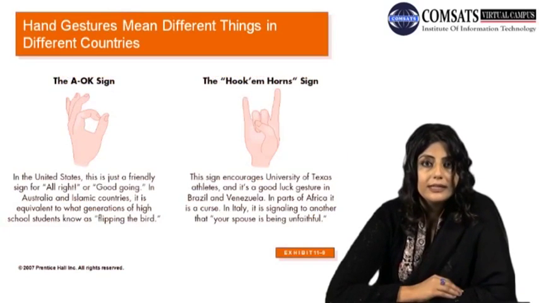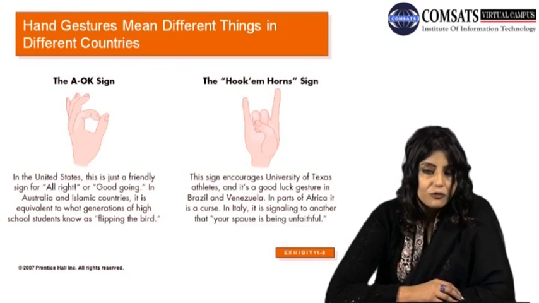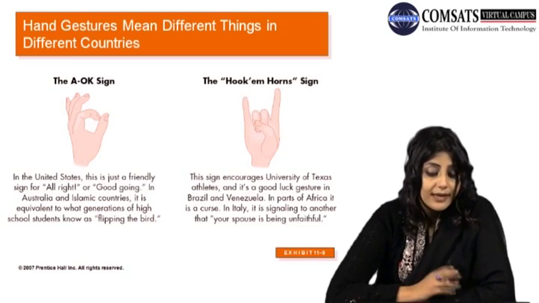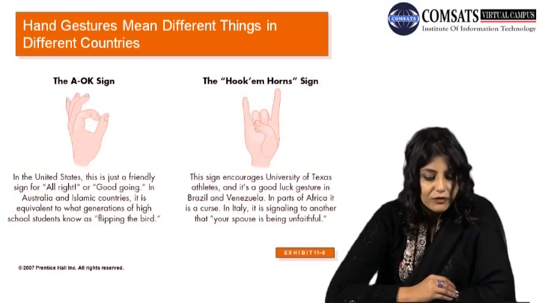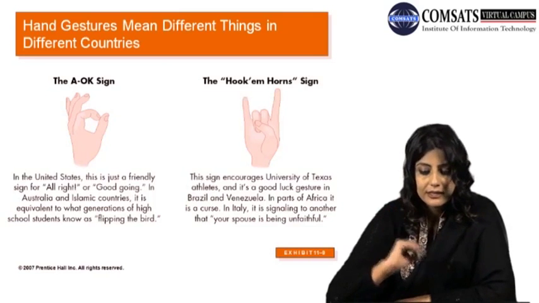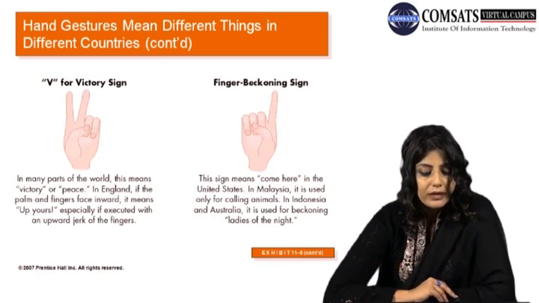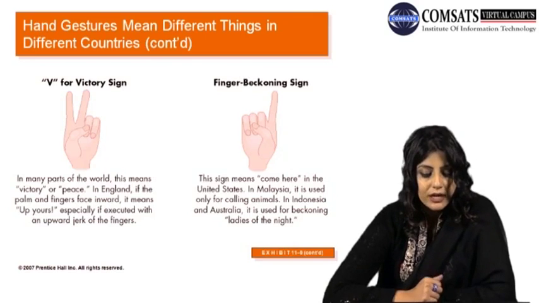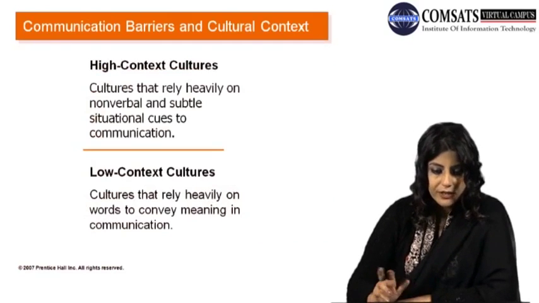So here I have a few examples for you of how hand gestures mean different things in different countries. If you see the OK sign on the left hand side, look at the position of the thumb. In the US this is just a friendly sign for all right, or good going. In Australia and Islamic countries, it is equivalent to what generations of high school students know as flipping the bird. Then we have the victory sign, which in many parts of the world means victory or peace. In England, if the palm and fingers face inward, it means up yours, especially if executed with an upward jerk of the fingers. And we have another example here for you to read.